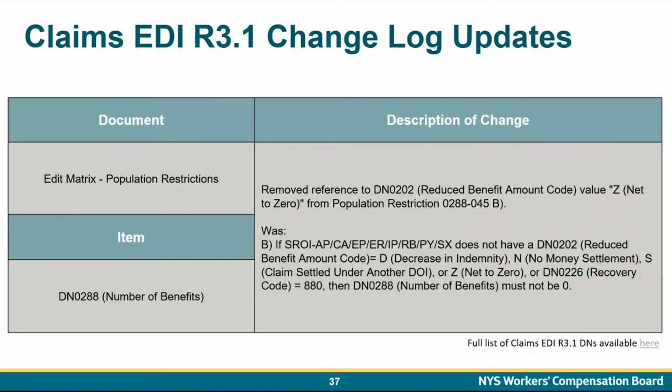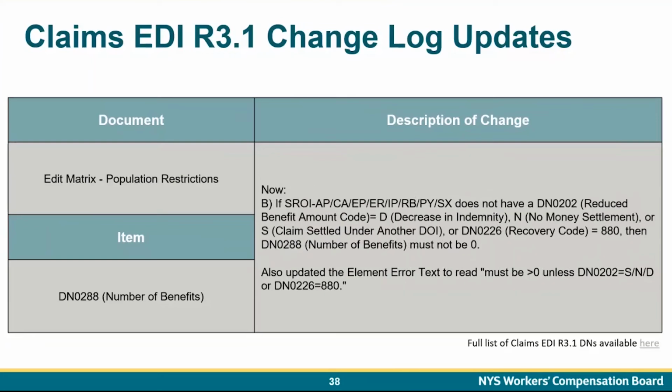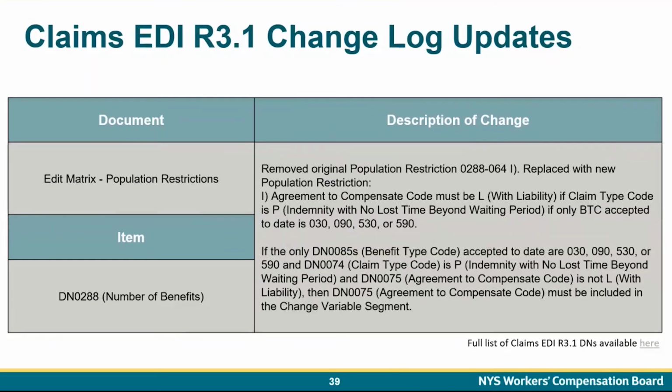Changelog item 218, again, 288045B, also with references to net to zero, that had to be changed to remove those references and support IRR 914. The current population restriction for 028804B now reads as shown on the slide above, and the element error text was updated to read must be greater than zero unless 202 equals SND or 226 equals 880, removing the Z. And now I'm going to turn it over to Patty.